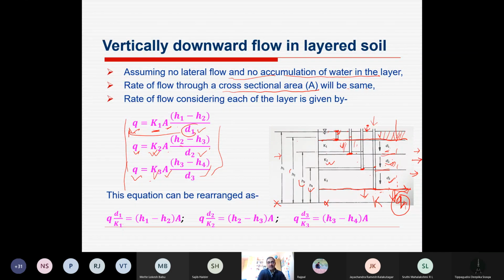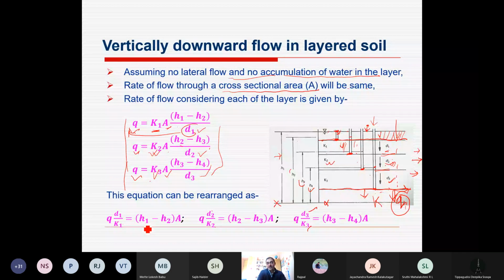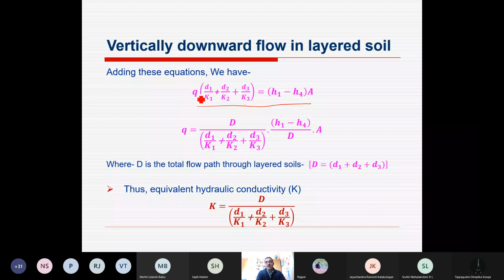So Q D1 by K1 plus Q D2 by K2 plus Q D3 by K3. Q is common, so Q into D1 by K1 plus D2 by K2 plus D3 by K3. And on the right side, A is common, H1 minus H2 plus H2 minus H3 plus H3 minus H4. So simply it will cancel out and it will be H1 minus H4. So this is the final equation. By adding these three equations, Q into D1 by K1 plus D2 by K2 plus D3 by K3 is equal to simply H1 minus H4 into area.